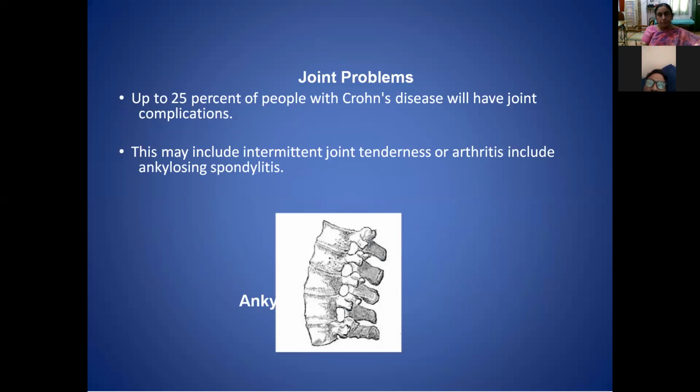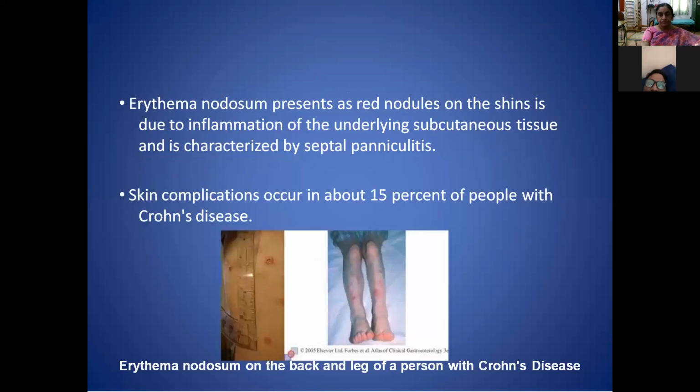Coming to the joint problems, up to 25% of the people with Crohn's disease will have joint complications, which may include intermittent joint tenderness or arthritis, including ankylosing spondylitis. So, ankylosing spondylitis, one of the causes for it is Crohn's. So these are the skin complications in Crohn's, erythema nodosum, which presents as red nodules on the shins.